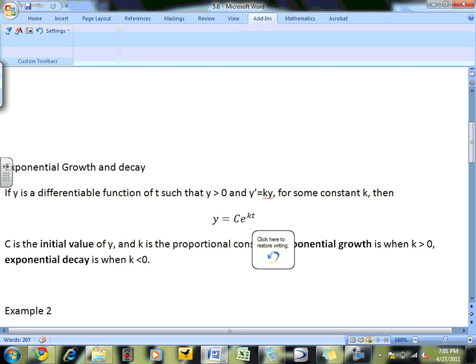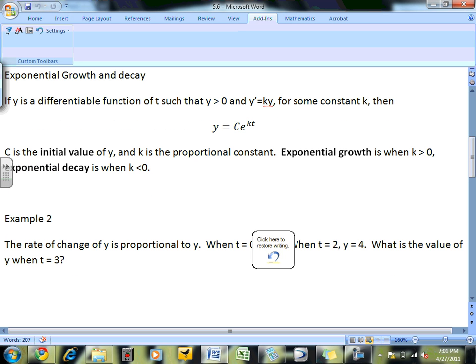For example 1, exponential growth and decay. If y is a differentiable function of t such that y is bigger than 0 and y prime equals ky for some constant k, then y equals c times e to the kt. If you notice, that looks exactly like the PERT formula, which it is. Where c is the initial value of y and k is the proportional constant. Now keep in mind this word proportional here. Exponential growth is when k is bigger than 0, and exponential decay is when k is less than 0.